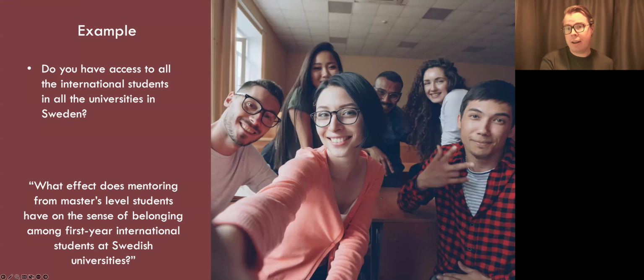If you look again at our example, then you have to ask yourself if you have reasonable access to all the international students in all the universities in Sweden. If you don't, then this research question is probably too broad for you to research and perhaps should be limited further to make it researchable. Again, perhaps you can limit yourself to Malmö University.